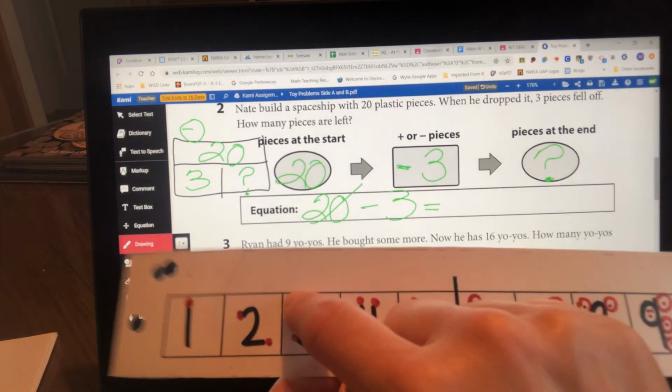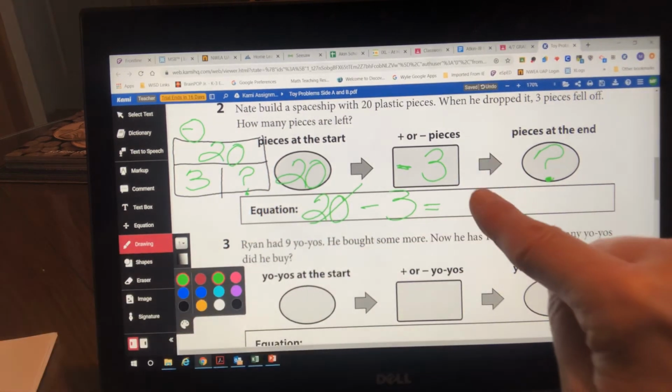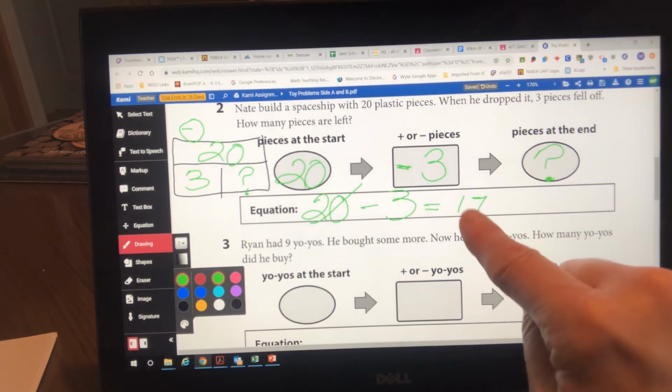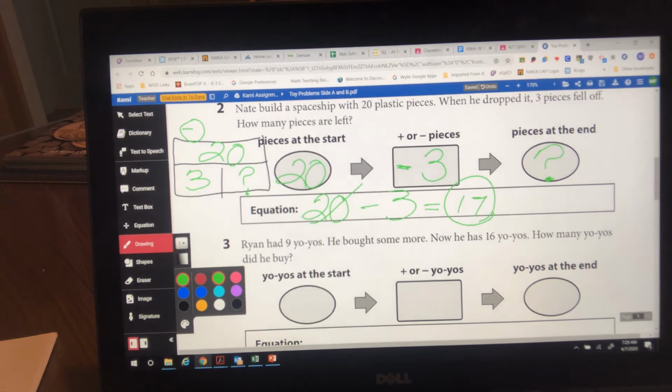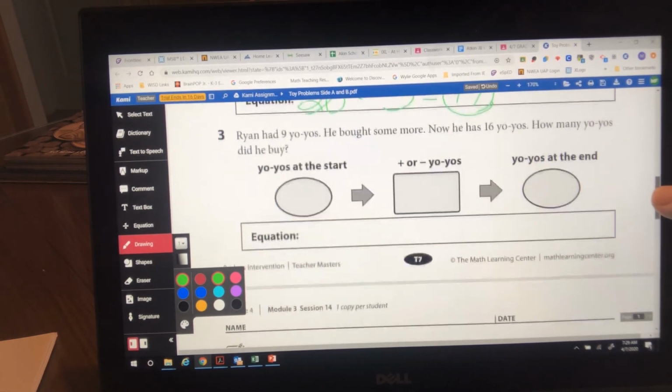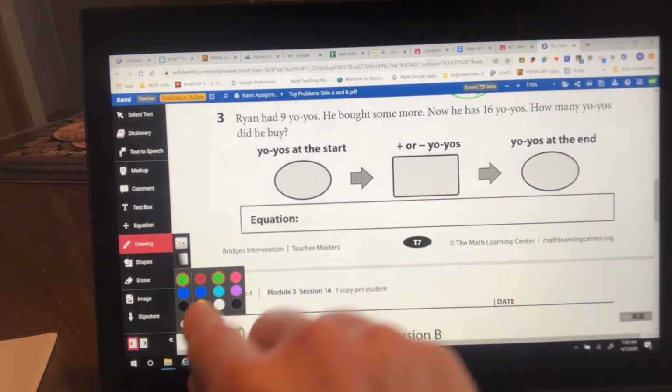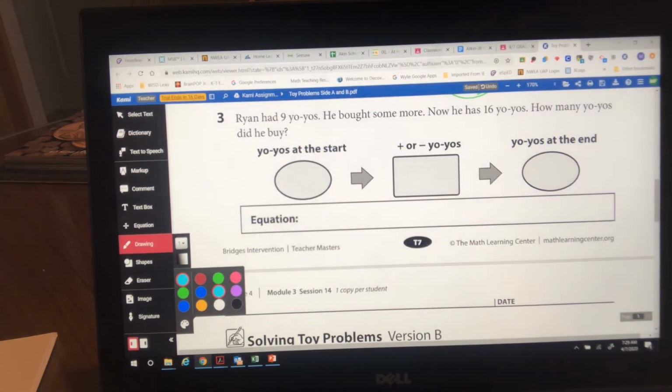Here we go. 20, 19, 18, 17. So 17 pieces are left. All right, let's scroll down to number 3. Going to change my ink again. And I want you to think through number 3 with me. So close your eyes and visualize the story.